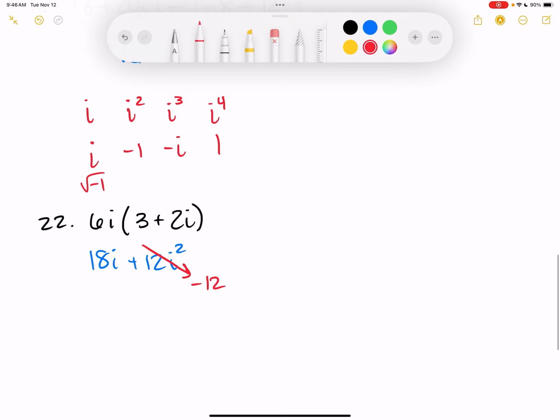Then it's got to be written in standard form. So negative 12 plus 18i. If you do not write it in this form, you will get it marked wrong.